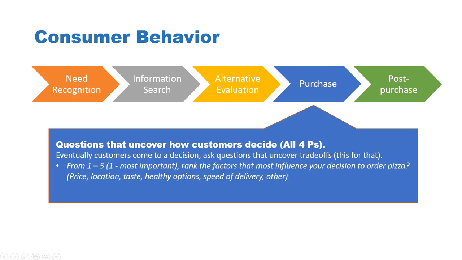So eventually customers will have to come to a decision, and you'll want to ask questions that uncover their trade-offs, this for that type of scenario. And so, for example, in this case, I have from 1 through 5, 1 being most important, rank the factors that most influence your decision to order pizza, whether it be price, location, taste, healthy options, speed of delivery, or other. And again, if you put in other, you'll want to allow for customers to fill in that blank, because that could be very informative to you, should you provide that.